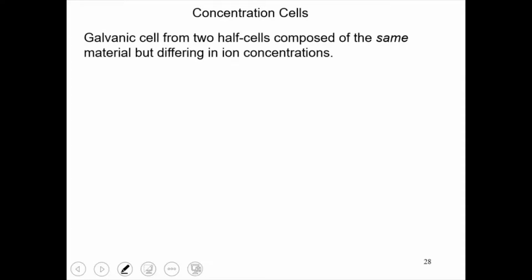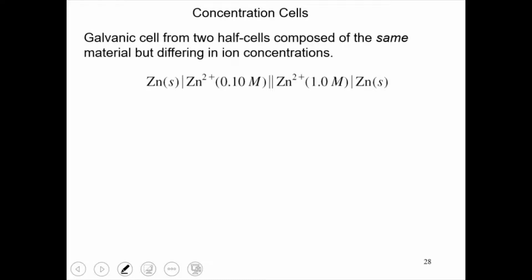We learned last time how to read cell diagrams, right? Here we go. Again, don't forget, the double vertical bar in the middle represents the salt bridge, which is separating the anode on the left from the cathode on the right. The anode represents zinc being oxidized to zinc ions. The cathode represents zinc ions being reduced to zinc. The only difference is the concentrations in both of them.